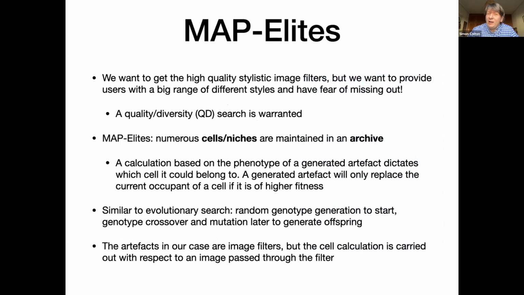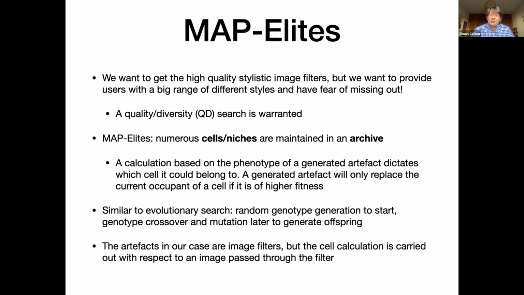So we want to get high quality stylistic image filters, but we want to provide users with a large range of different styles, and we have fear of missing out. We want to sample the biggest possibility space as we can in order to see what's out there. So really what we're looking for is a quality diversity, or a QD search. And do check out the literature on QD search if you've not already done so. It's a really very useful approach.